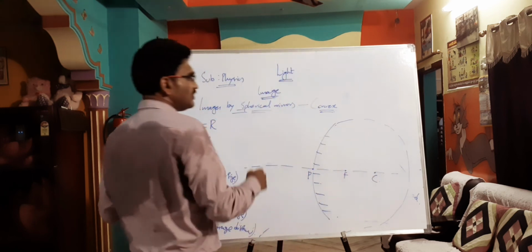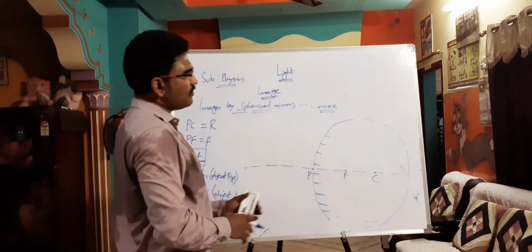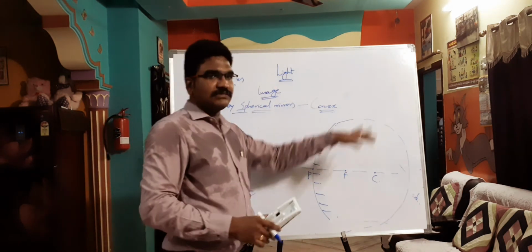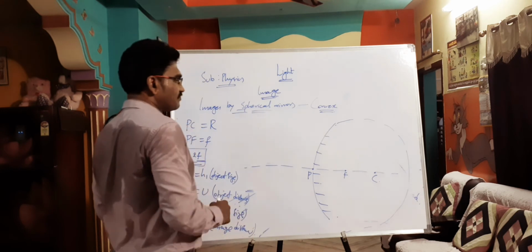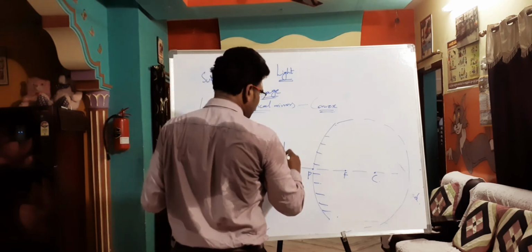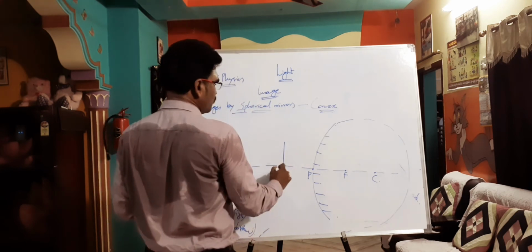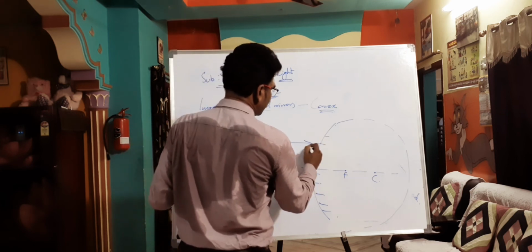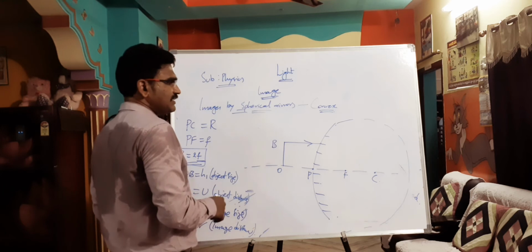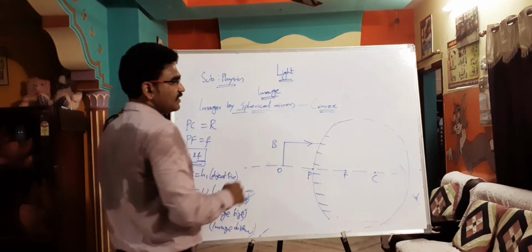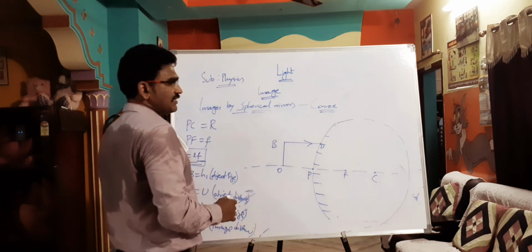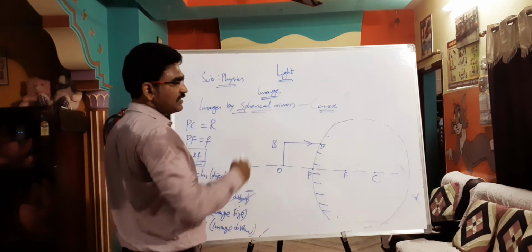And for convex, the principal focus and center of curvature is behind the mirror. Actually this is the reflecting side and that is behind the mirror. Now you take one object. OB is the object, one incident ray I have taken parallel to the principal axis. How will it reflect? Now this is the point of incidence D. How will it reflect? You want to know the reflected ray.